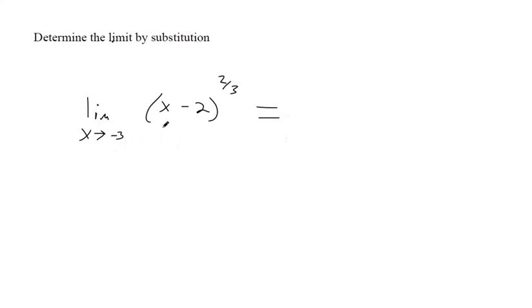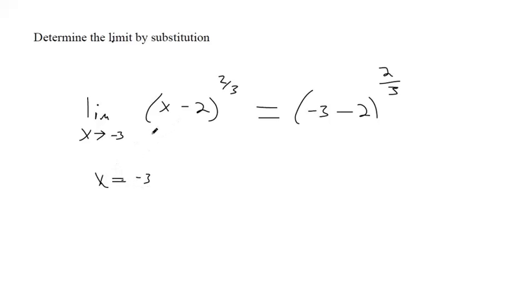When they say determine the limit by substitution, they really just mean plug in -3 and see what it equals, okay? In a couple other videos, I explain what a limit is. A limit isn't just x equals -3. That's different, okay? It gives us the same result, but they're not the same idea. They're not the same type of thing.